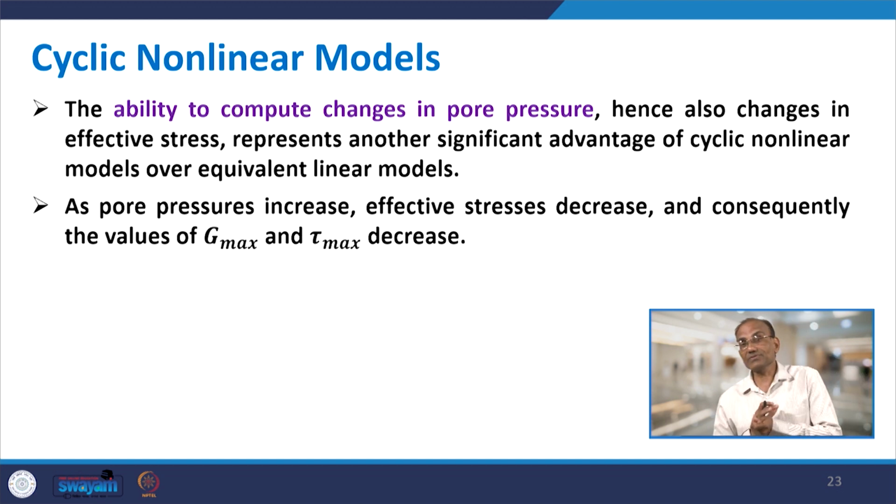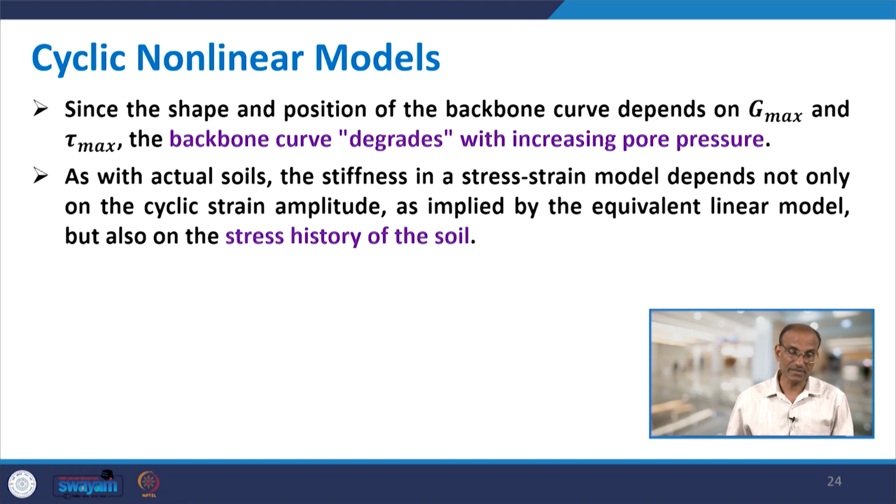So, one advantage was that these models are able to develop the permanent strain. The second thing, these models are able to capture the effect of pore water pressure, which is very important particularly for the liquefaction analysis. As pore pressure increases, effective stress decreases, and consequently the values of Gmax and Tmax decrease. So, when the pore pressure increases, there will be a change in the effective stress and the values of Gmax and Tmax will decrease. So, the backbone curve will be different.